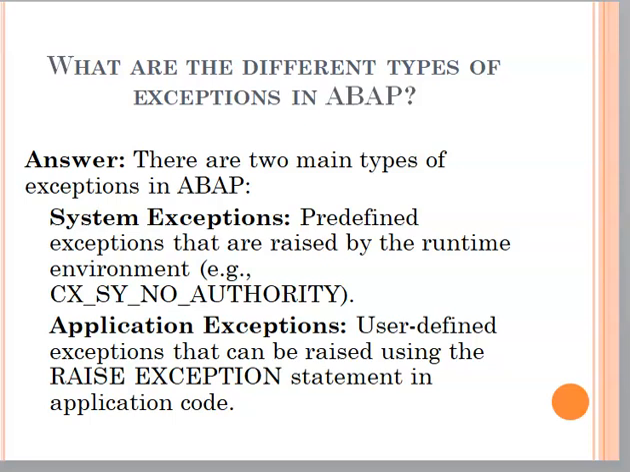What are the different types of exceptions in ABAP? Answer: there are two main types of exceptions in ABAP. System exceptions, predefined exceptions that are raised by the runtime environment. Example: cx_sy_no_authority. Application exceptions, user-defined exceptions that can be raised using the RAISE EXCEPTION statement in application code.